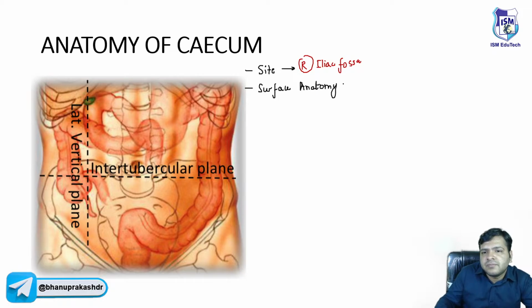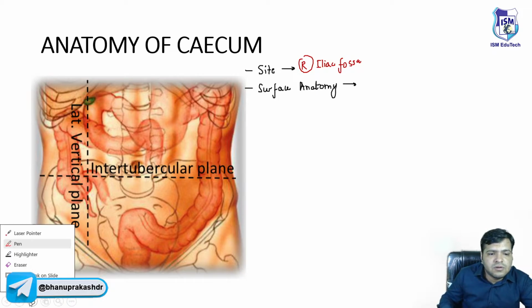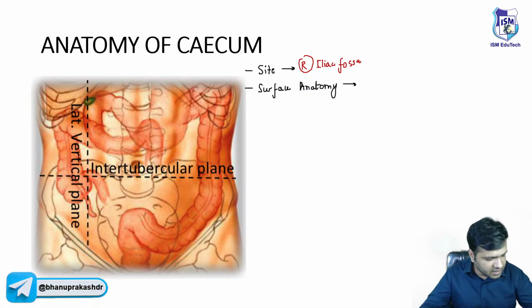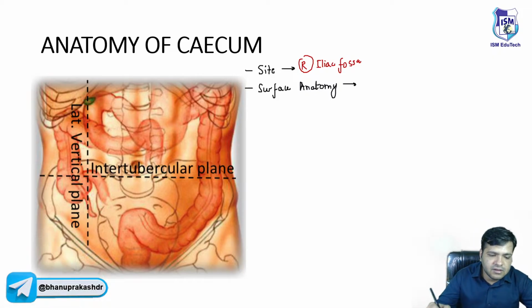Surface anatomy. So remember, beta, surface anatomy. It is a triangular area in the right iliac fossa.